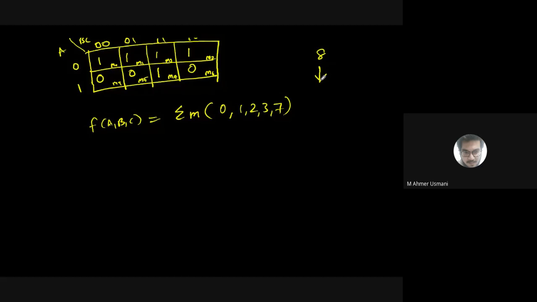Is a group of 4 possible? Is there a possibility of making a group of 4? Yes, it is possible. I can make this as a group of 4. Is a group of 2 possible? Have I covered all the ones? No, sir, this one is remaining. I need to cover it. So this one, can it be included in a group of 4?